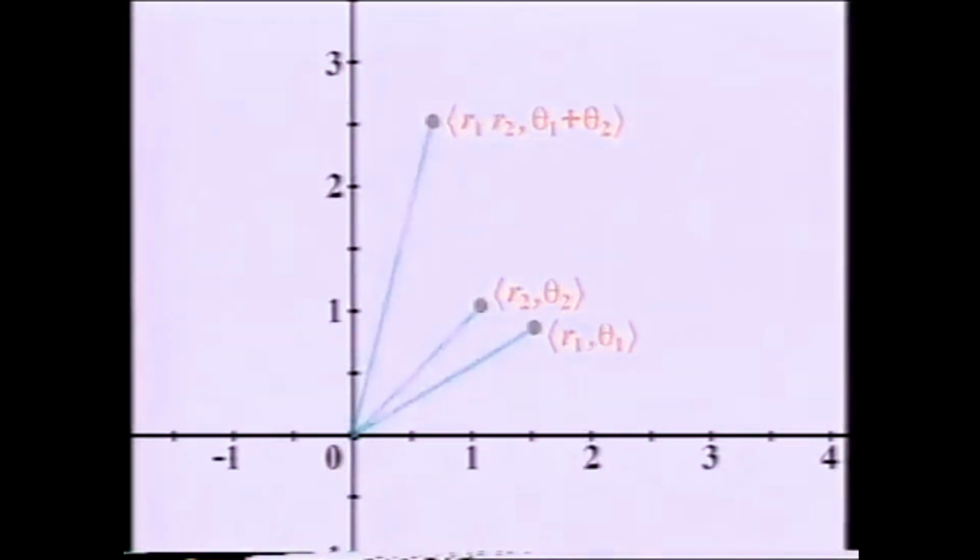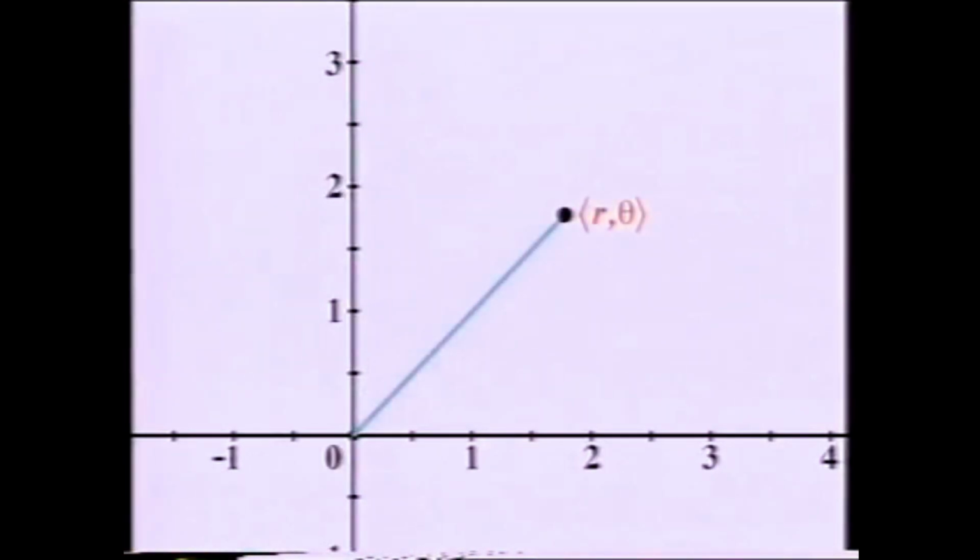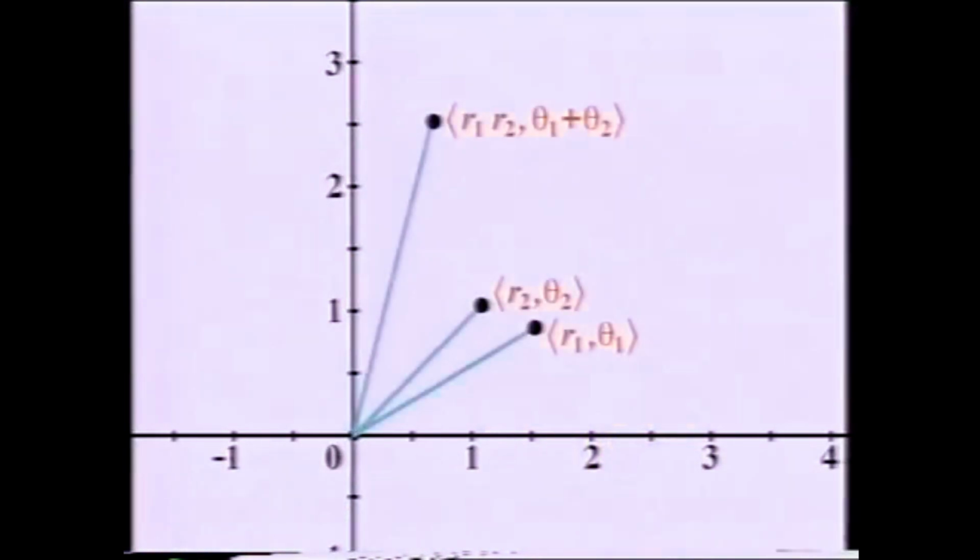Like the sum, the product has a useful geometric interpretation. Each point r, theta corresponds to a scaling by r and a rotation by theta. If we perform two such operations, the first corresponding to r1, theta 1 and the second corresponding to r2, theta 2, the net effect corresponds to r1 times r2, theta 1 plus theta 2.